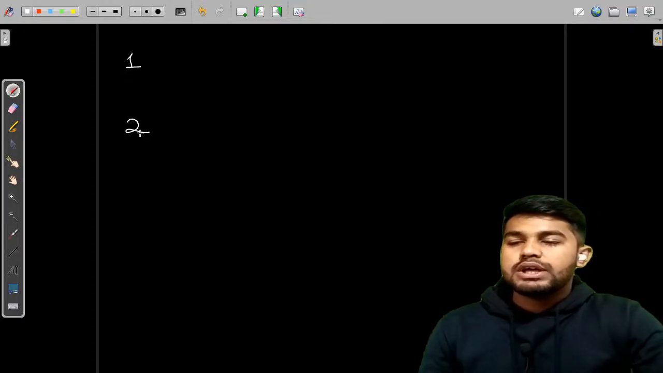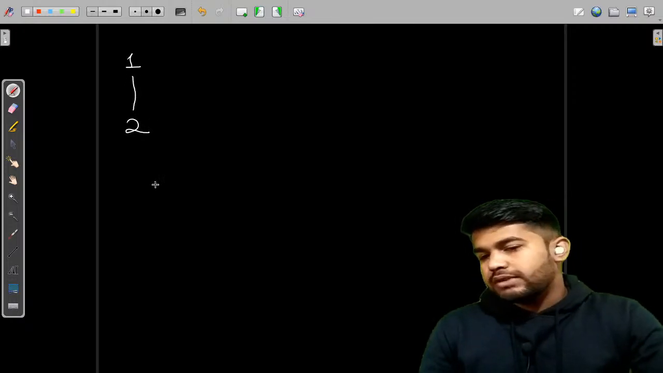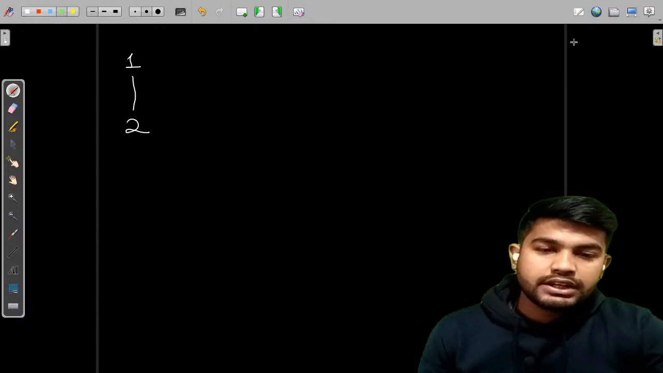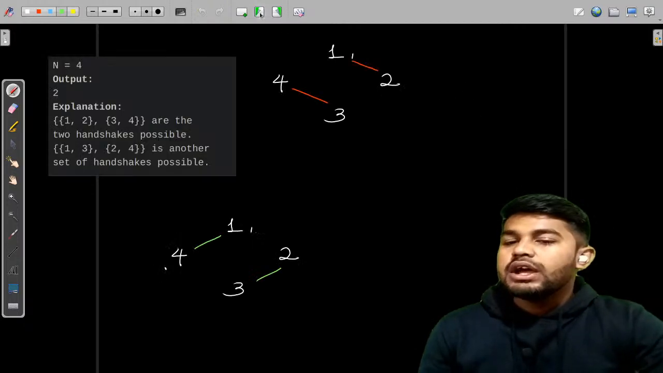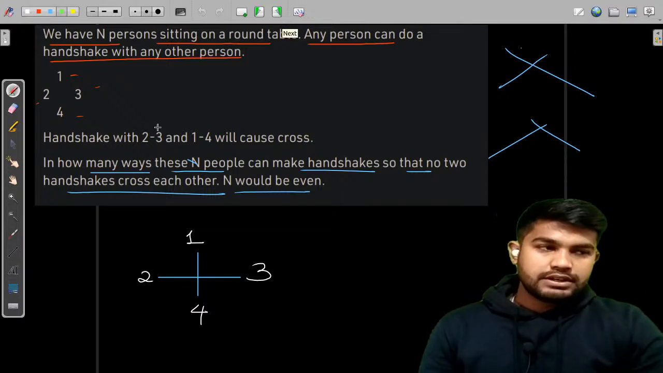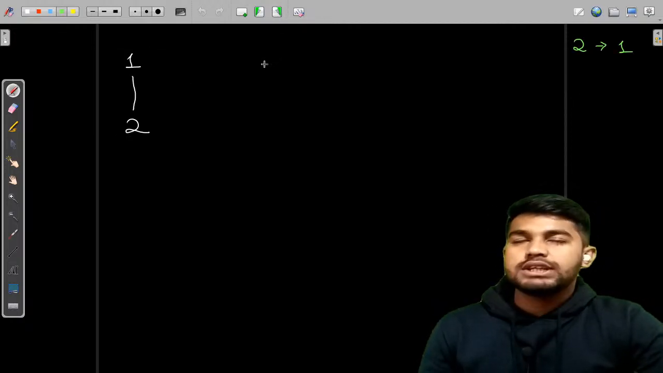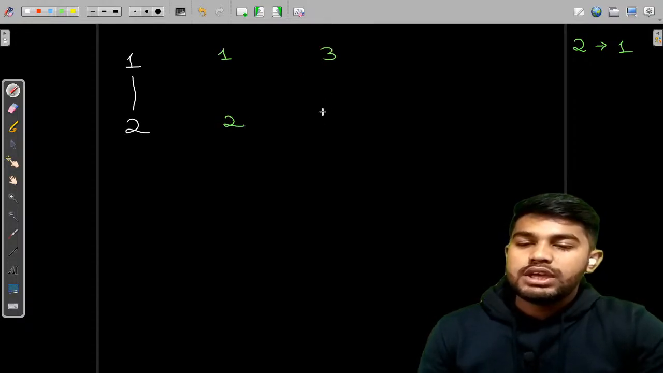Now let us start with the first one. Suppose there is only 1 and 2. If there is only 1 and 2, then there is only one option, that these two would shake hands with each other. So let's write whatever we are getting. For 2 there is only one way. For 1 there is no way, and it is told that n would always be even. Fair enough. Now suppose we have 3. 3 is not possible, so we can have 1, 2, 3 and 4.